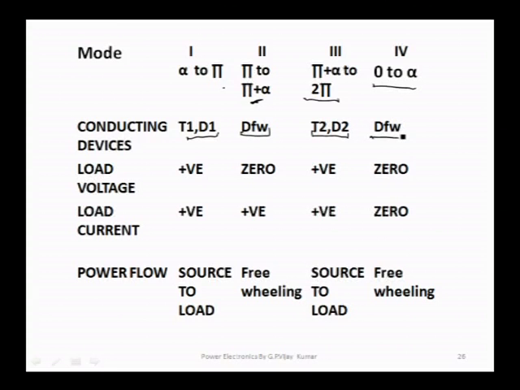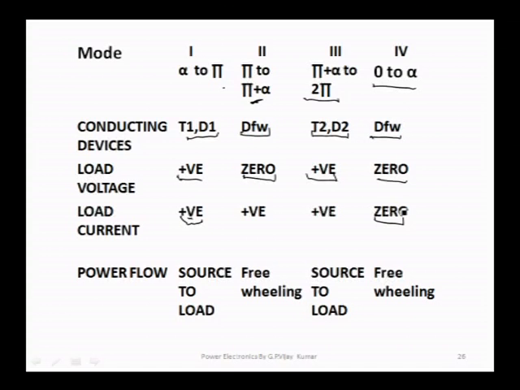The load voltage is positive during alpha to pi, again 0 during freewheeling diode operation, again positive from pi plus alpha to 2 pi, and again 0. The load current is positive for all the modes. So, the load current is constant at I naught and is positive.